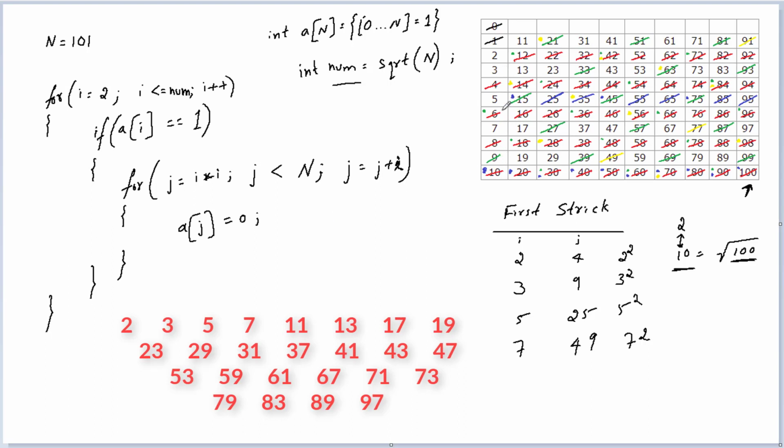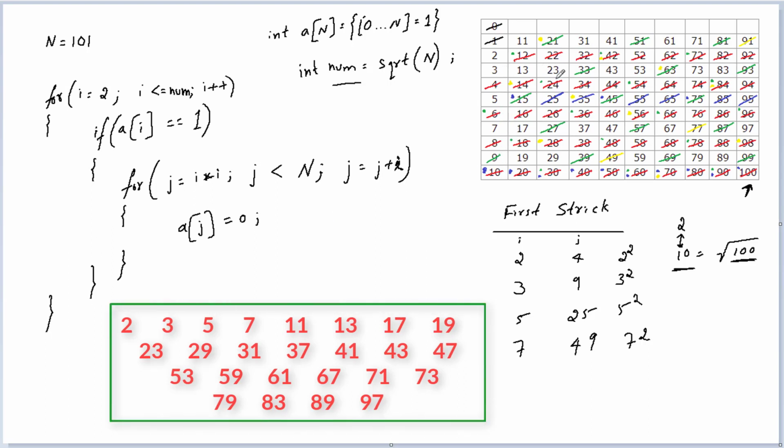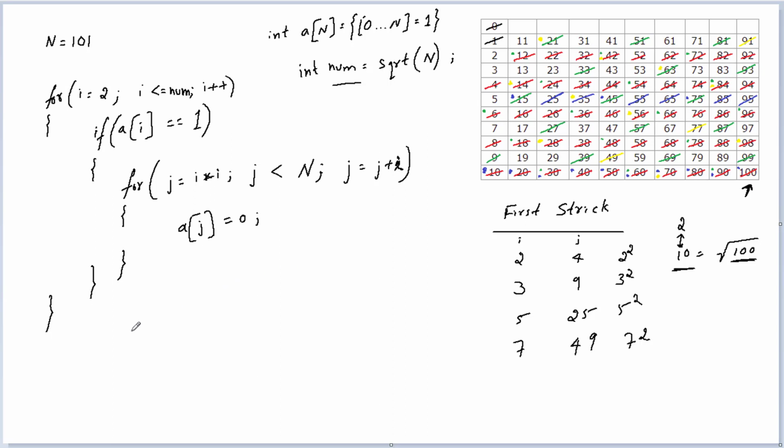Whatever values are not struck off, that means technically the array elements which have 1 are prime numbers. Let me clarify once again: the table you are seeing here, 0 to 100, these are index numbers, and the content of this array is only 1 and 0. 1 represents a prime number and 0 represents a composite number, and we are interested in prime numbers. So I'll print the index of those elements which have 1 as their value.